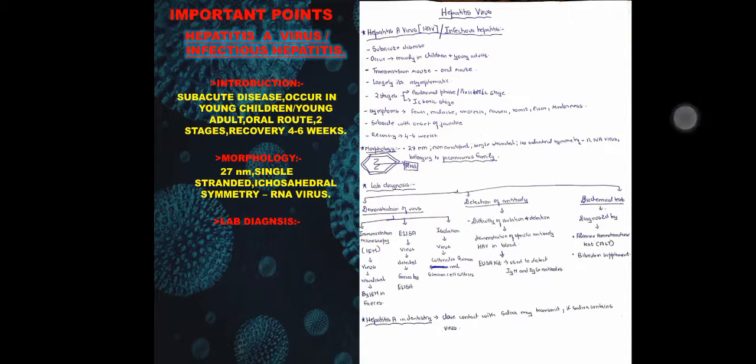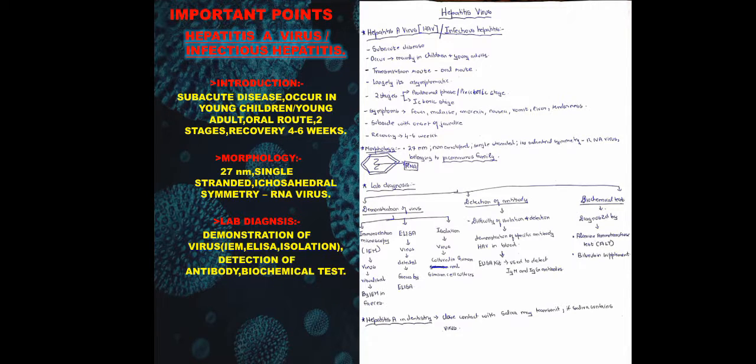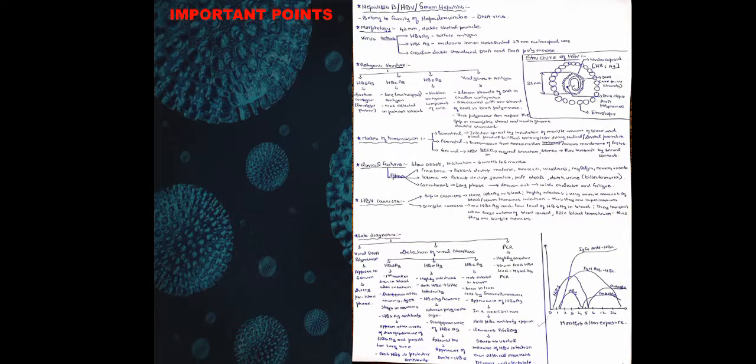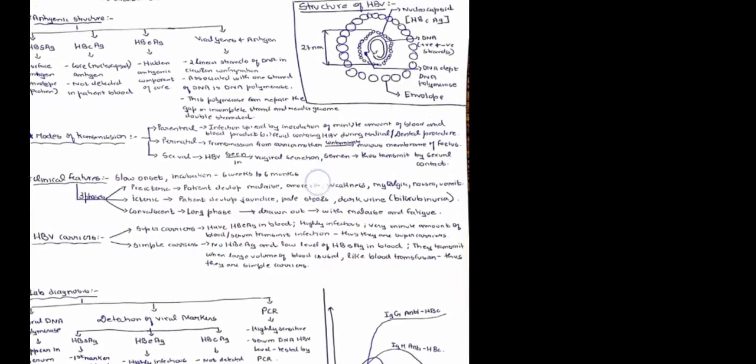Coming on to the lab diagnosis. The lab diagnosis is divided into three. There is the demonstration of the virus, which can be done with the help of IEM and ELISA, and the isolation of the virus can be done. Also, it includes detection of antibody, and the biochemical test is the third part. Coming to hepatitis A in clinical dentistry, it mainly spreads through close contact with saliva if the virus is contained in the saliva. In general, hepatitis A is a type of short note which can mainly occur in the final exams.